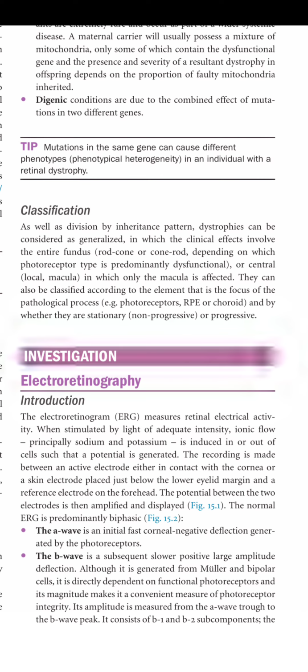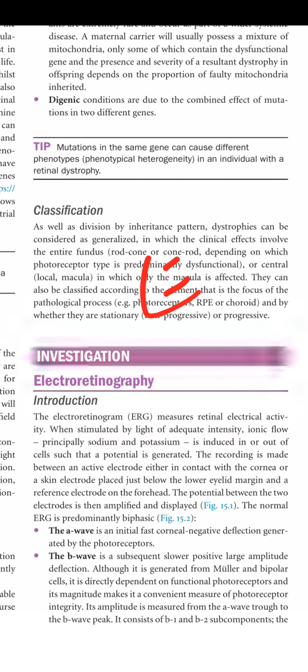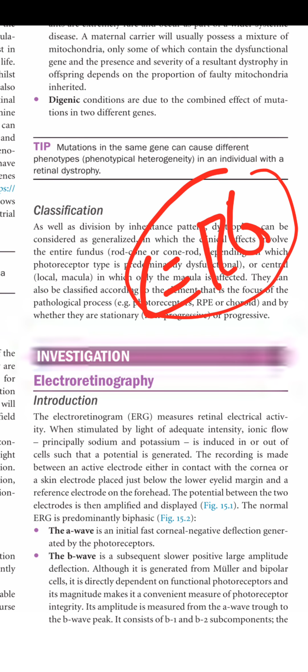Electroretinography is very important, which is also known as ERG. Electroretinography, ERG, measures the retinal electrical activity. When stimulated by light of adequate intensity, ionic flow, principally sodium and potassium, is induced in and out of the cell, such that a potential is generated. The recording is made between the active electrode, either in contact with the cornea, or a skin electrode placed just below the lower eyelid margin, and a reference electrode on the forehead. The potential between the two electrodes is then amplified and displayed. The normal ERG is predominantly biphasic.